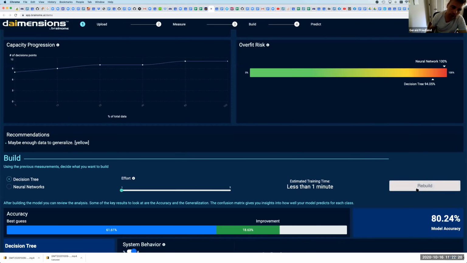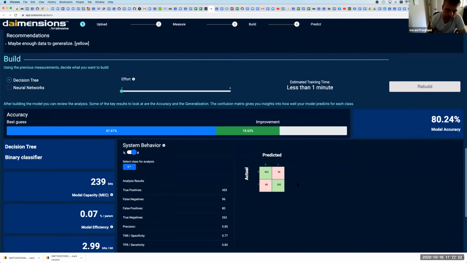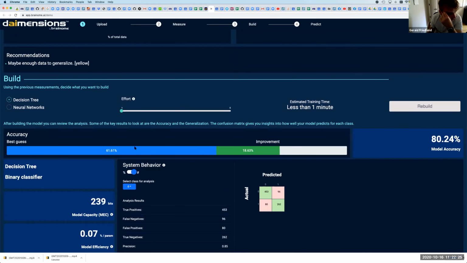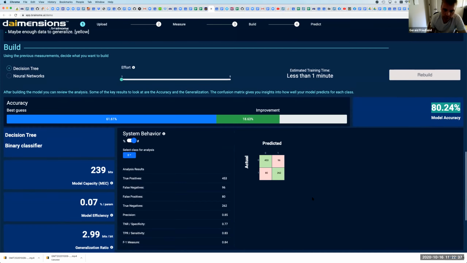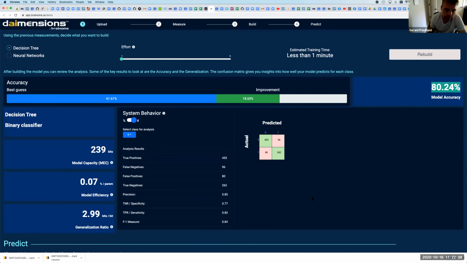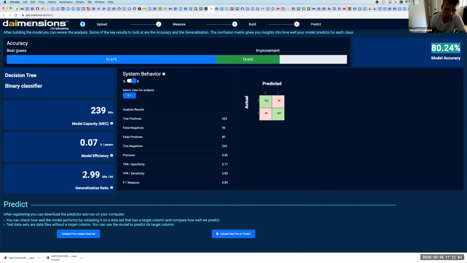With neural networks, it turns out our best guess accuracy would have been 61.61%, but our improvement over that is 18.63% for a total of 80.24% accuracy, right? That's not so bad. And it's a binary classifier, and you get a generalization of 3 bits per bit, right? So 3 instances per parameter can be predicted.